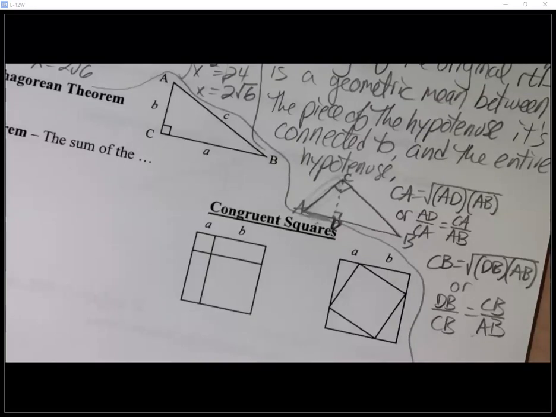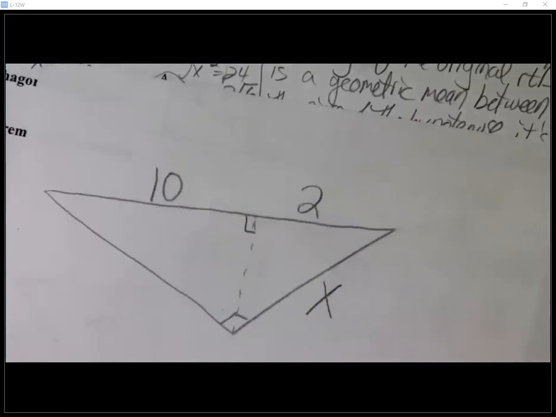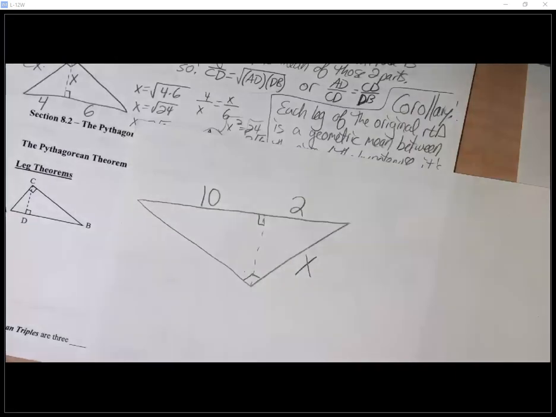Wait, I'll put some numbers in while we finish up. Let's try, if that's X, let's make this a 2, and maybe that can be a 10. All right, let's try this. I give you that. You can solve for X. X is just one of the legs of my original big triangle. So that's got to be the geometric mean between blank and blank. So see if you can put in those pieces.